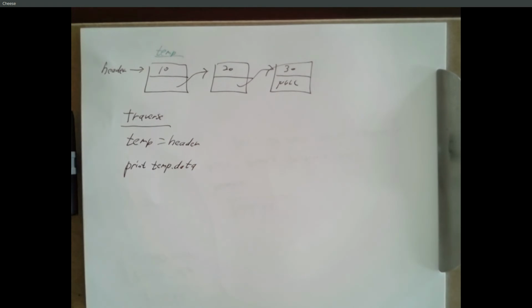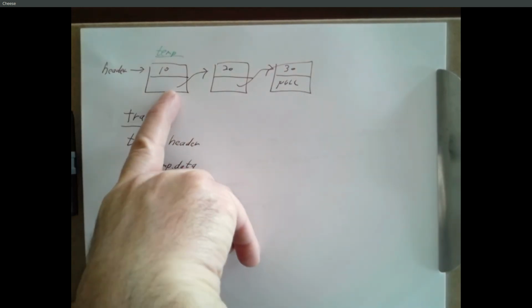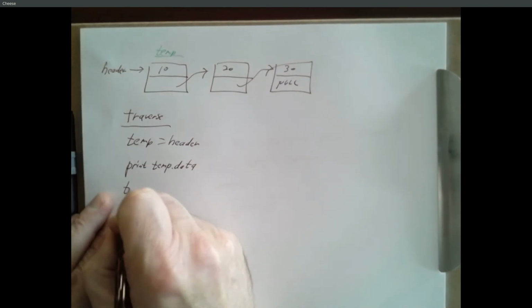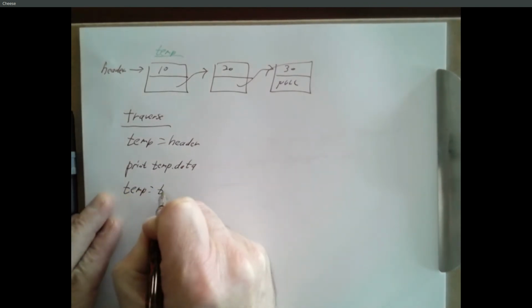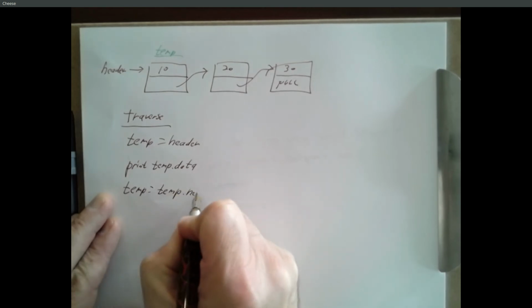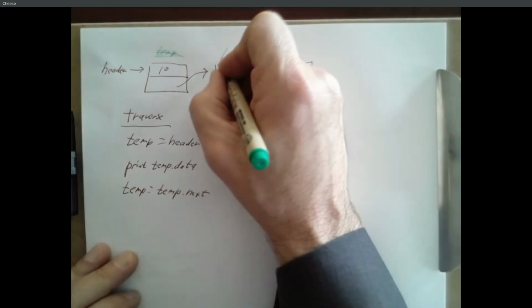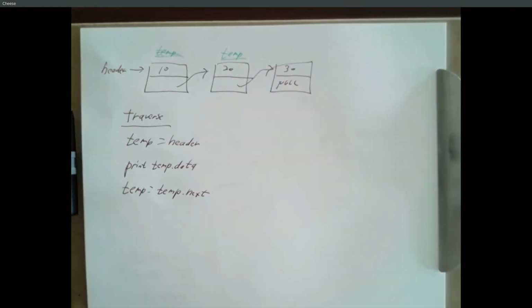All right, so we printed the first node's data value. Now we want to print the second node's data value. We have to find the second node. How do we find the second node in a linked list? We look at what the first node is pointing to. Right, this first node, temp, has a field called next, which tells us where the second node is. So it really takes nothing more than this. Temp equals temp.next. And as soon as we do that, temp is now referring to this node.